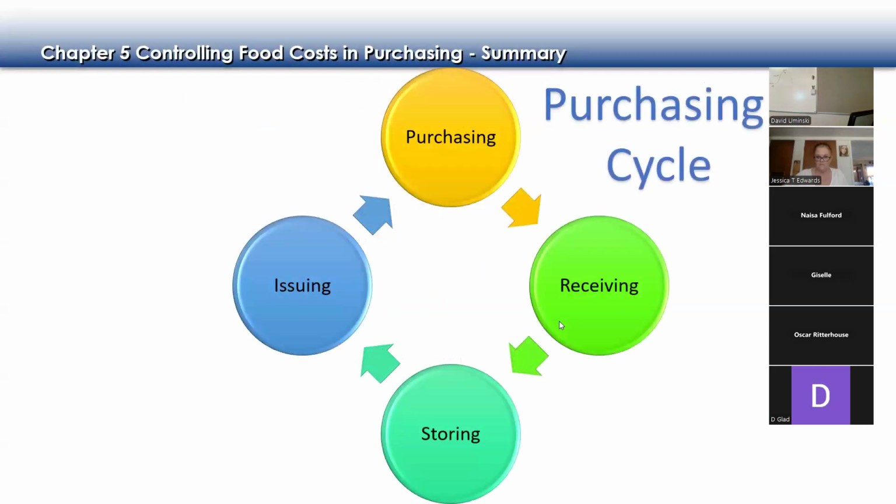Four. How do y'all know that? We study. You took the quiz because you studied beforehand. Good. You studied in advance. Good. Okay. We have four stages of our purchasing cycle.